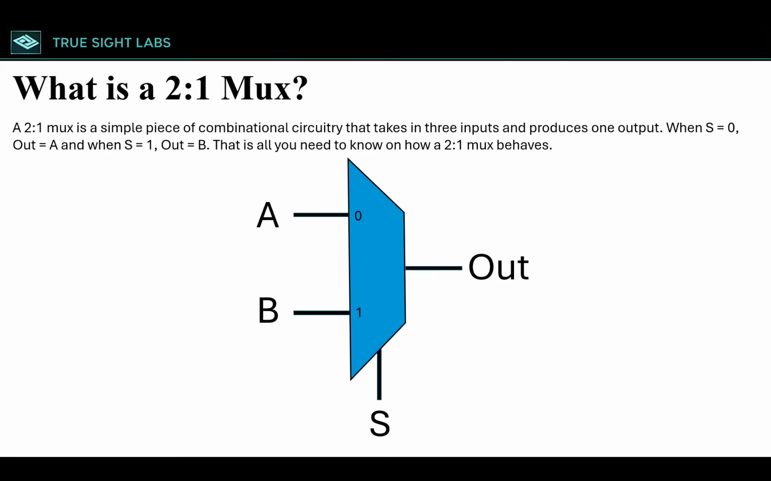So, what is a 2-to-1 MUX? Well, a 2-to-1 MUX is a simple piece of combinational circuitry that takes in 3 inputs and produces 1 output. The 2 main inputs are A and B, and the third input is the select line, S. Here's how it behaves. When S equals 0, the output is A. And when S equals 1, the output is B. So, the select line decides which input gets passed through to the output.